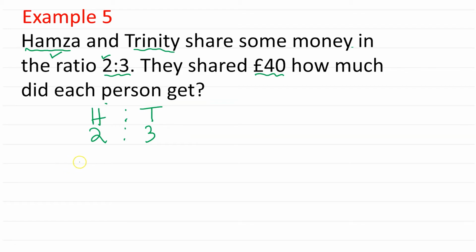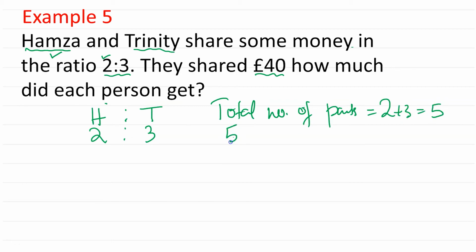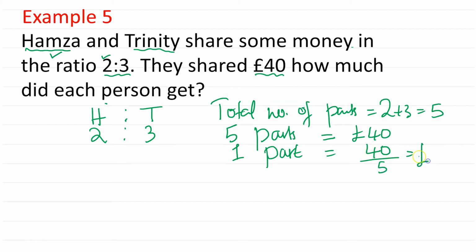So now we need to find out how much they each got. Well, how many parts are there? There are 5 parts, 2 plus 3. So total number of parts is equal to 2 plus 3, which is 5. So now we say 5 parts is going to represent £40. Now we want to know how much is 1 part. So 1 part is going to be equal to 40 divided by 5, which is £8.